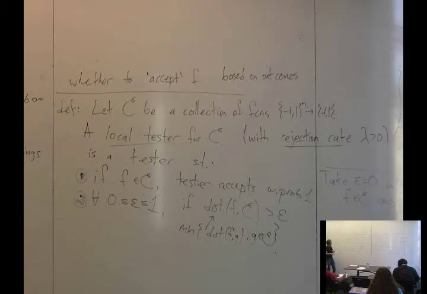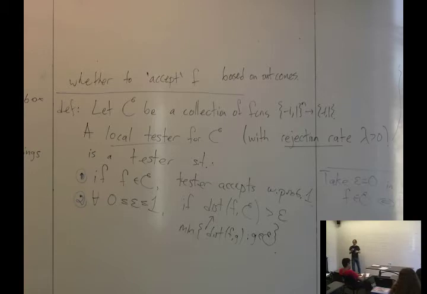So then you'll make a number of queries that depends, in this case, linearly on 1 over epsilon. In the more traditional property testing model, you're just given epsilon, and you try to make poly in 1 over epsilon, or exponential in 1 over epsilon, many queries to achieve this constant probability of rejection. So this is a pretty strong requirement.